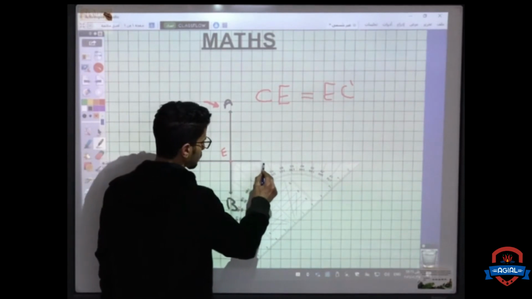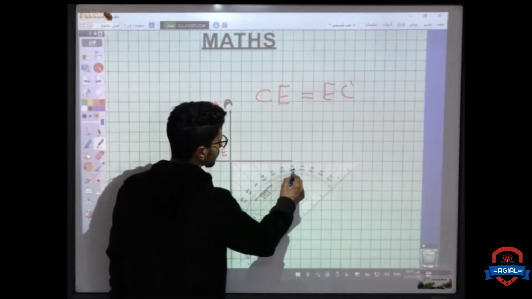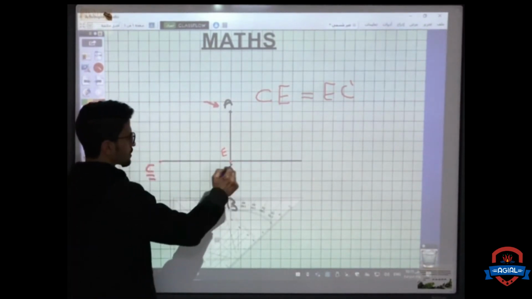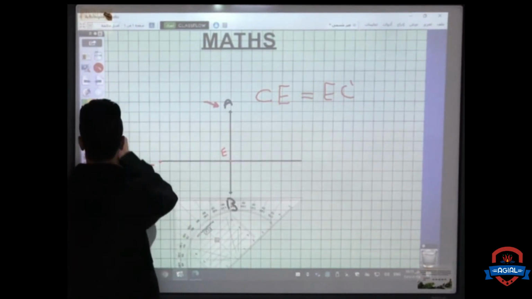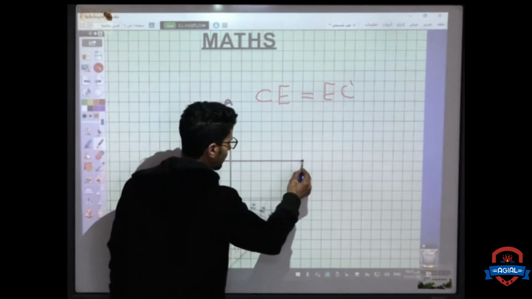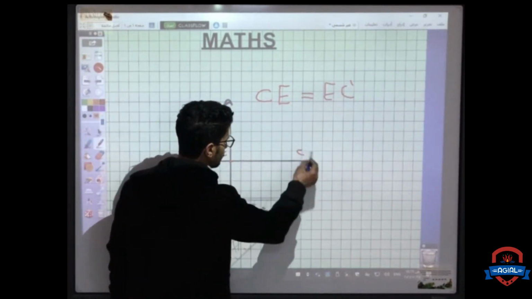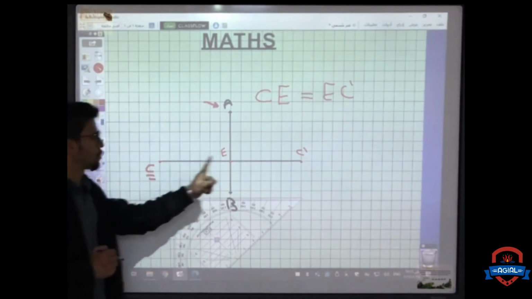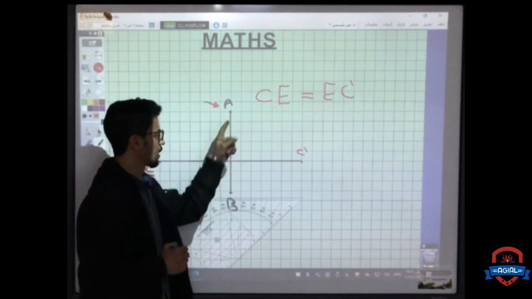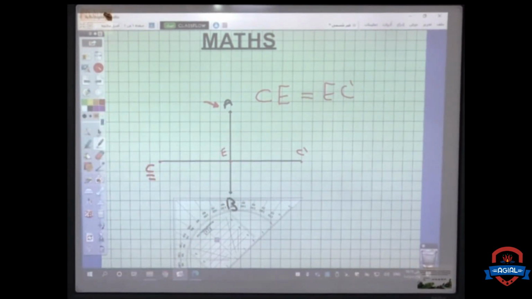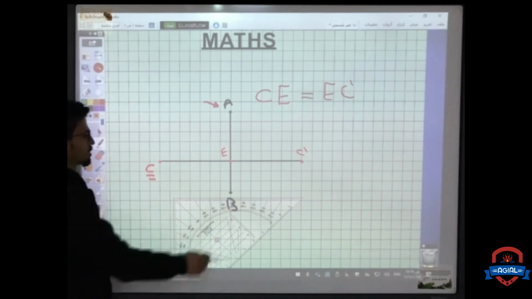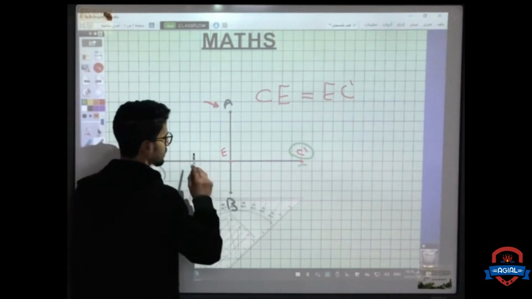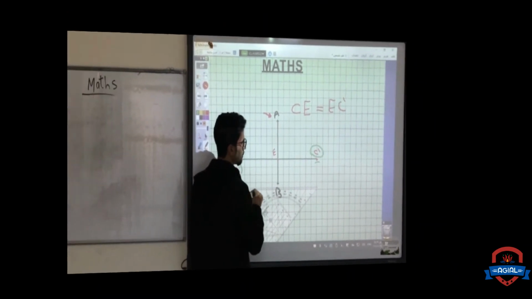So we have 1, 2, 3, 4, 5, 6, and 7. So this is the length of the line segment EC dash. So the point C dash is placed here. So now we found the image of the point C by reflecting across the line AB. So this is the image of the point C, C dash, by reflecting across the line AB.